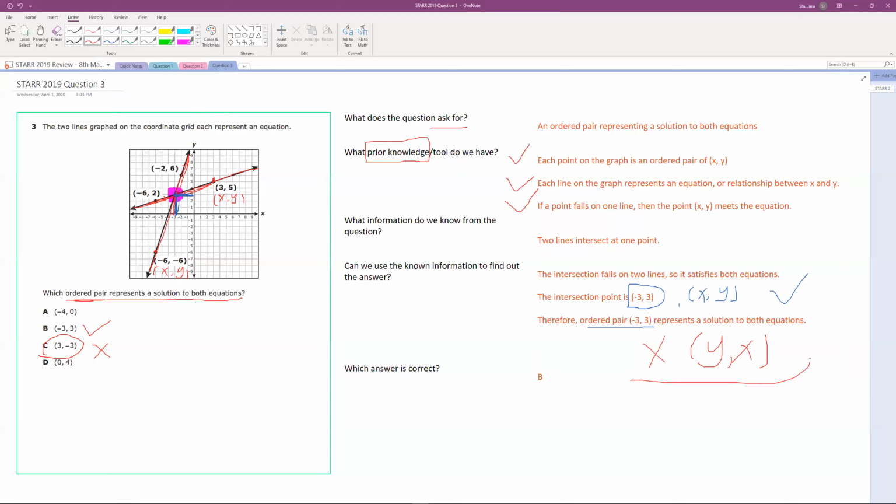Okay, so that's the solution for question 3. Did you get the right answer?